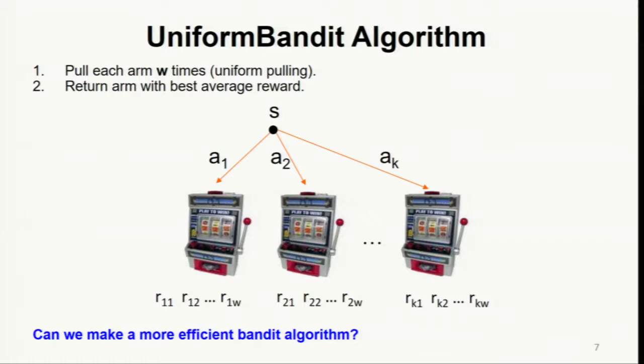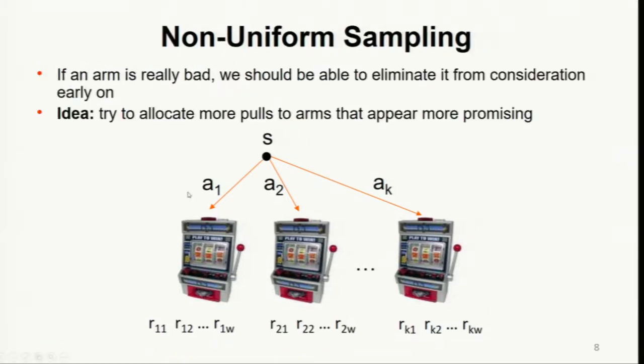But can we make a more efficient bandit algorithm? Because this one needs you to do W times k times, right? So non-uniform sampling. If you have already found the arm is pretty bad, we should be able to eliminate it from consideration. For example, you have pulled 100 times and you find out it's pretty bad. You still want to try it more? You want to eliminate it from consideration early on.